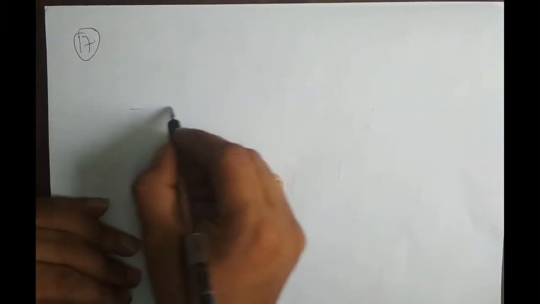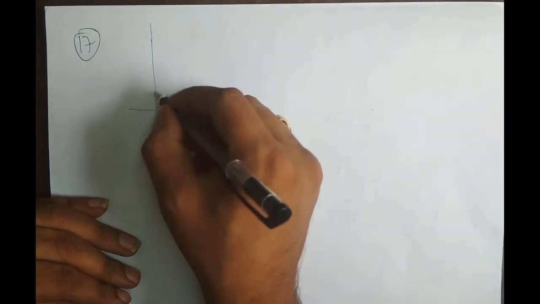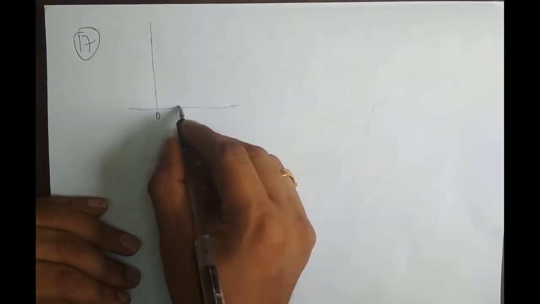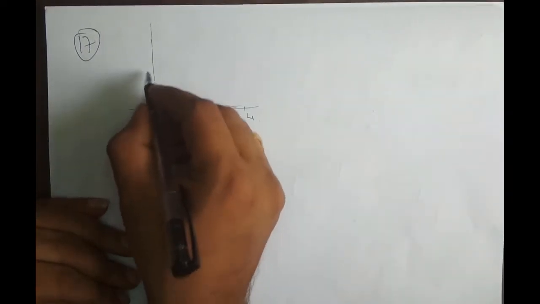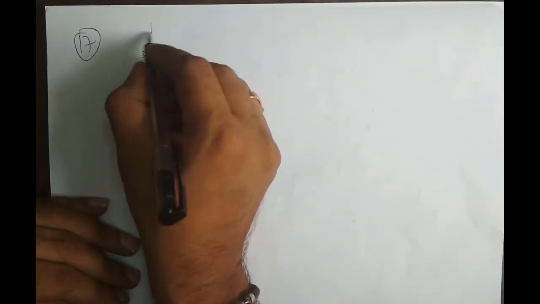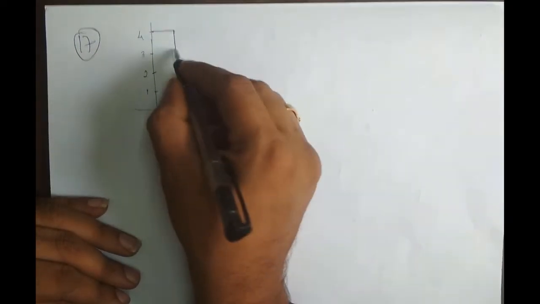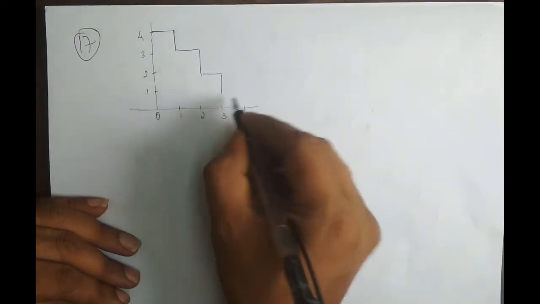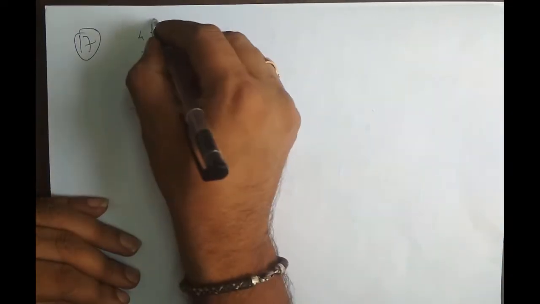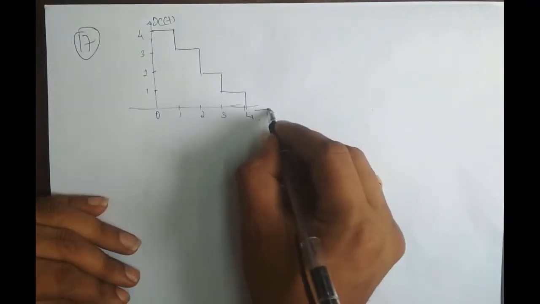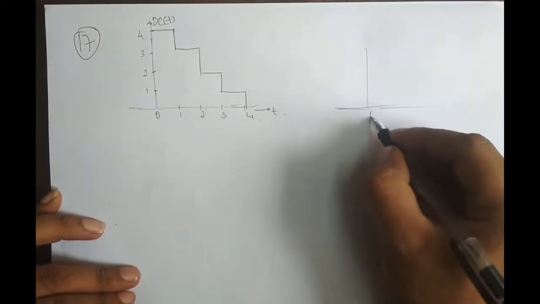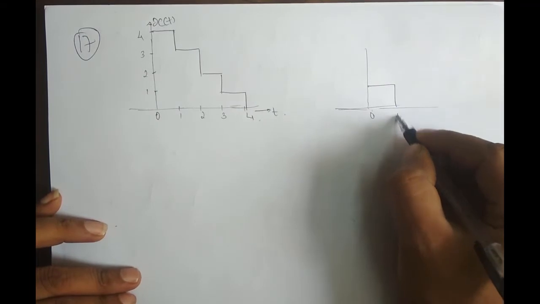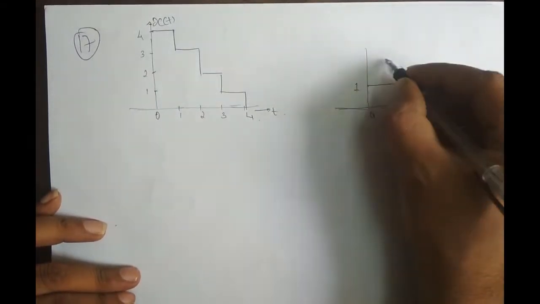Problem number 17. Now I have x of t something like this. This is at t is equal to 0. So 1, 2, 3, 4, and this is 1, 2, 3, 4. Fine. So this is the x of t signal. This is t. And g of t is defined for t varying from 0 to 1, and its amplitude is 1. So this is t, this is g of t.